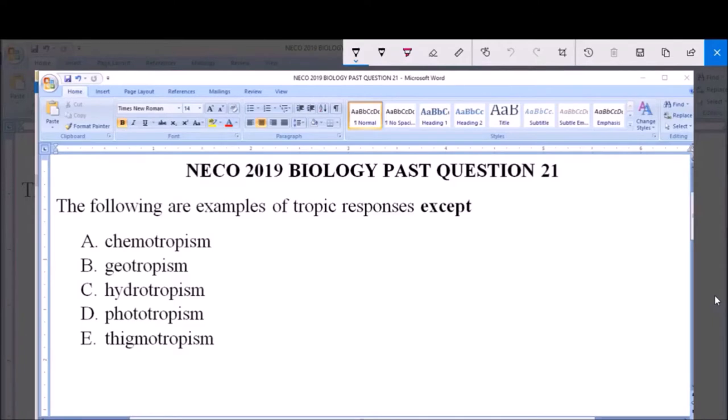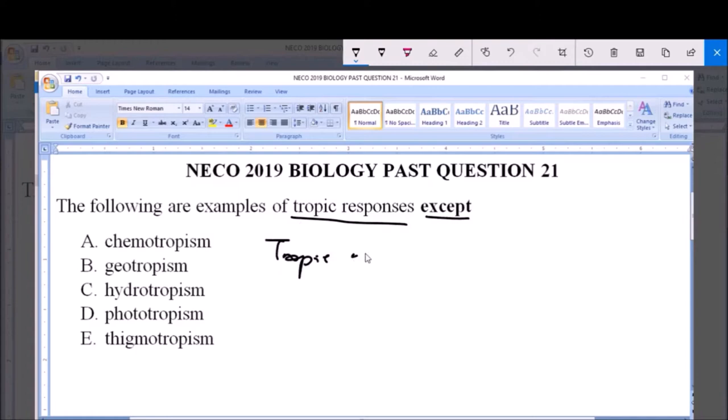I will be answering NECO 2019 biology past question 21. The following are examples of tropic responses except A. Chemotropism, B. Geotropism, C. Hydrotropism, D. Phototropism, and E. Thigmotropism. So we are asked for the examples of tropic responses except.